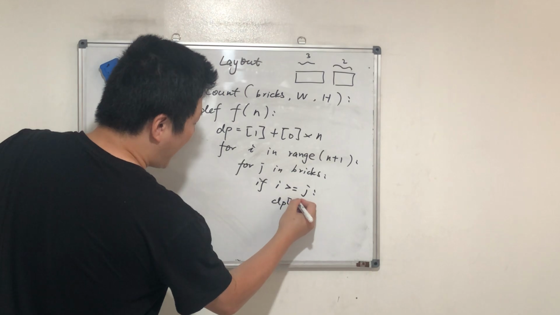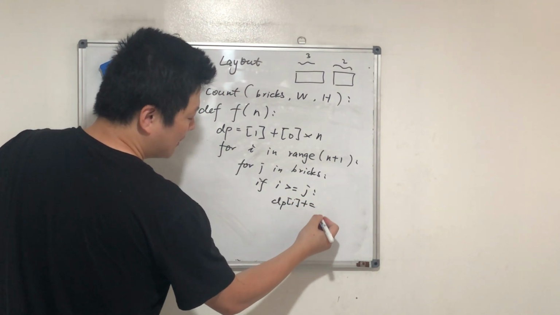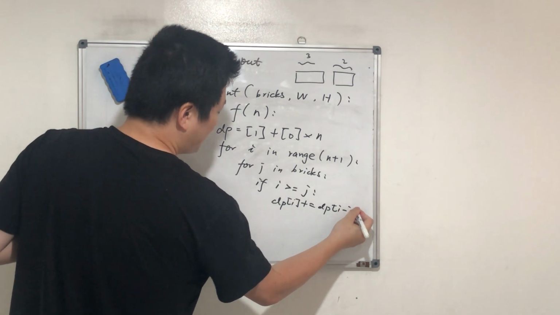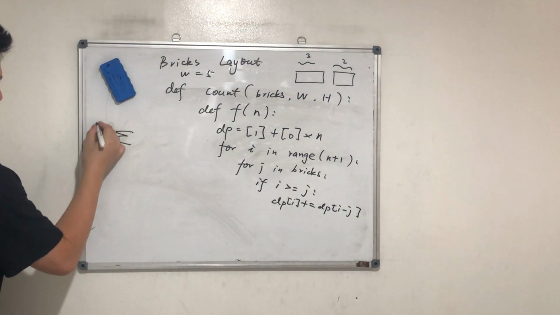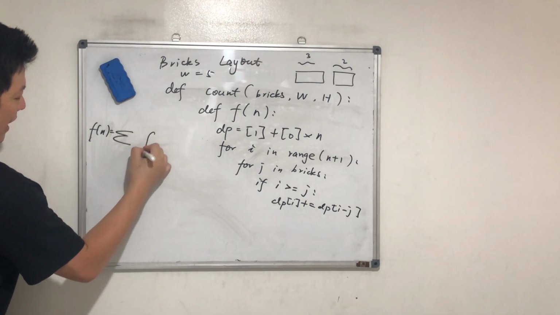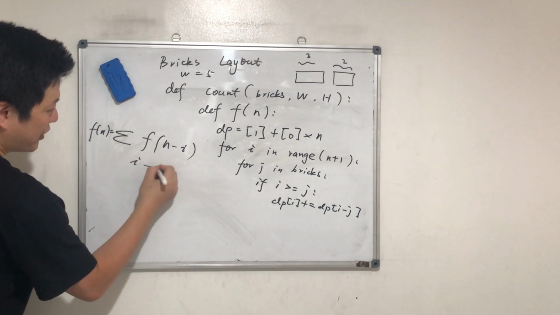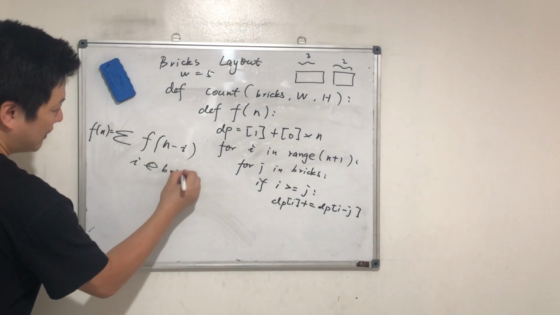dp i plus equals what? dp i minus j. Yeah, i minus j. Remember this: f n equals the sum of f n minus i, where i is the bricks, yeah, is the bricks. Okay, so that's what it means.